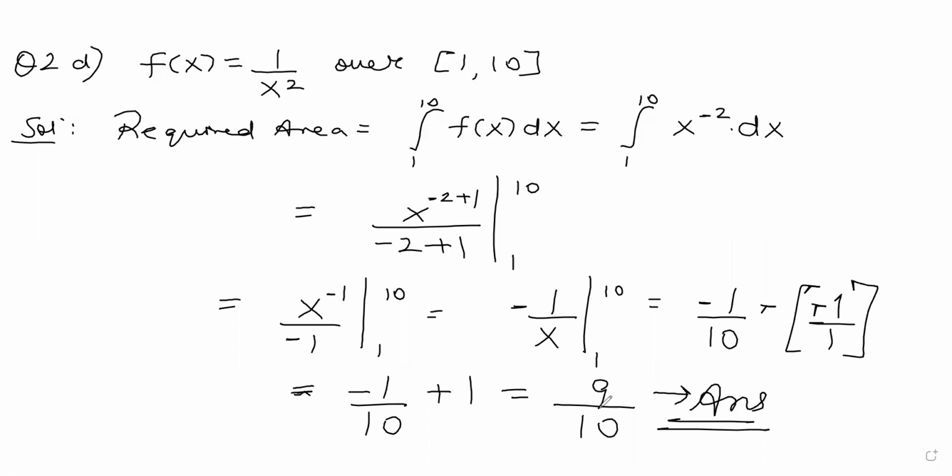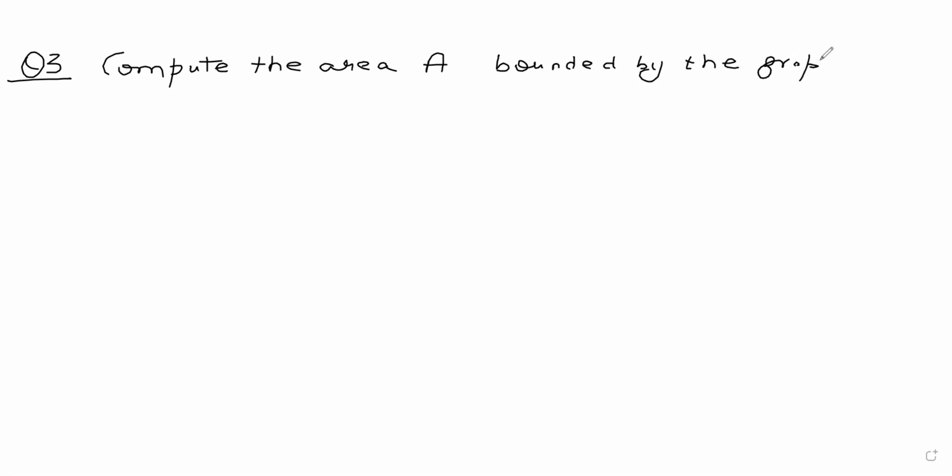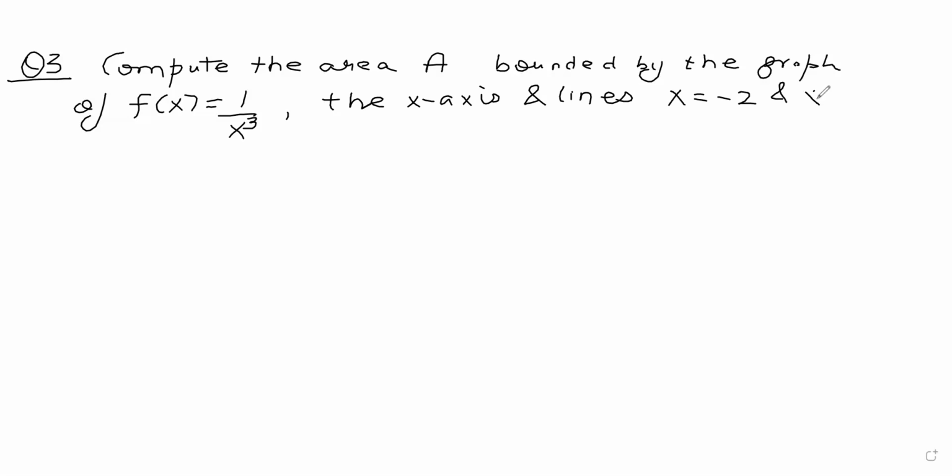So with this, our question 2 of the section 10.1 problems is over. Let's now look at question 3. Compute the area A, capital A, bounded by the graph of f of x equal to 1 upon x cube, the x-axis, and the lines x equal to -2 and x equal to -1. Okay, so we need to find the required area for this particular question.